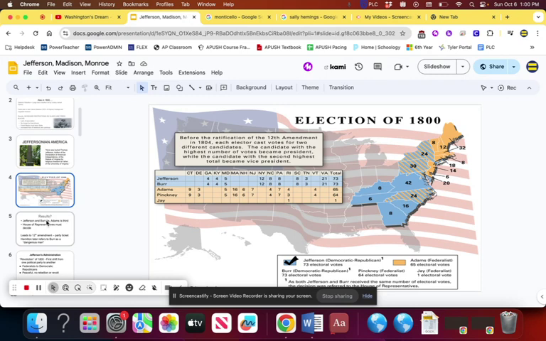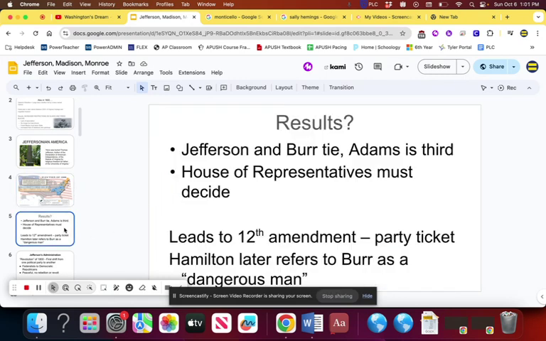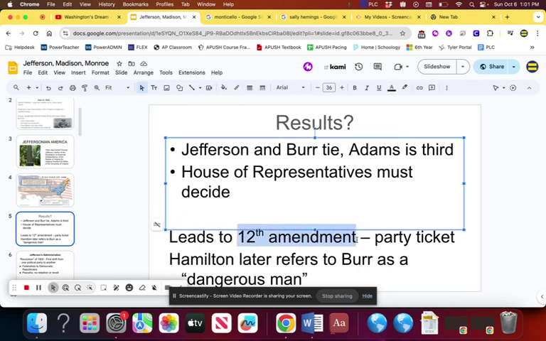So you could add amendments to change the Electoral College even today, because we've done it in the past. But anyways, they end up tying Jefferson and Burr. Jefferson's clearly the one they're trying to get to be president, so the House of Representatives breaks that tie and they pick Thomas Jefferson, which leads to the 12th Amendment. Probably not something you're going to get directly asked about, but would be a really good extra credit question.